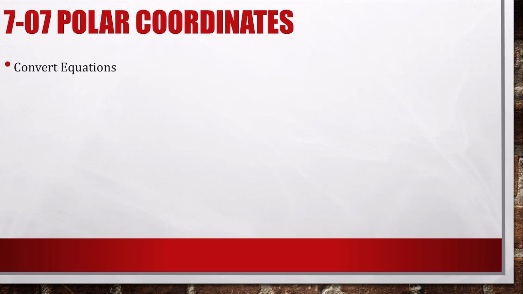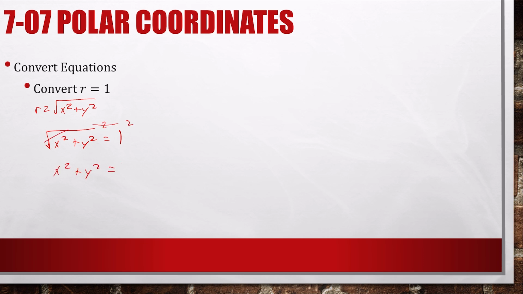We can also convert equations using the same substitutions. Well, we had one that said r is the square root of x squared plus y squared. So we can substitute that for r. So we replace the r with the square root of x squared plus y squared. Maybe we could square both sides to get x squared plus y squared equals 1, which would be a circle with a radius of 1.